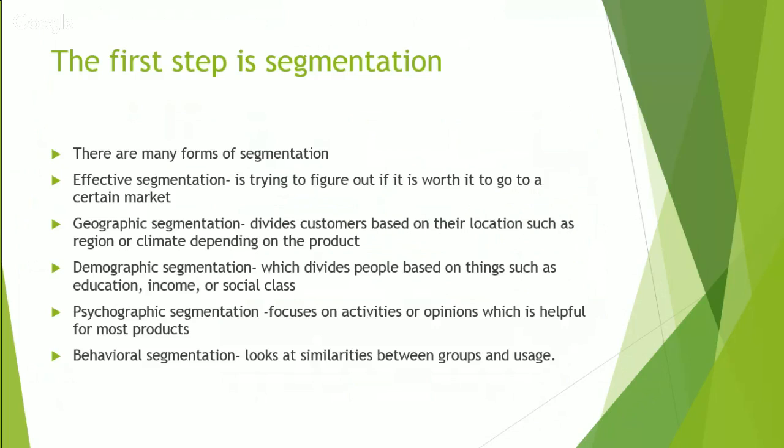There is also demographic segmentation, which divides people based on things such as education, homes, income, or social class. An example of this would be putting a Porsche dealership in an area where the income is in excess of $100,000. It makes sense because people there can actually afford the car.